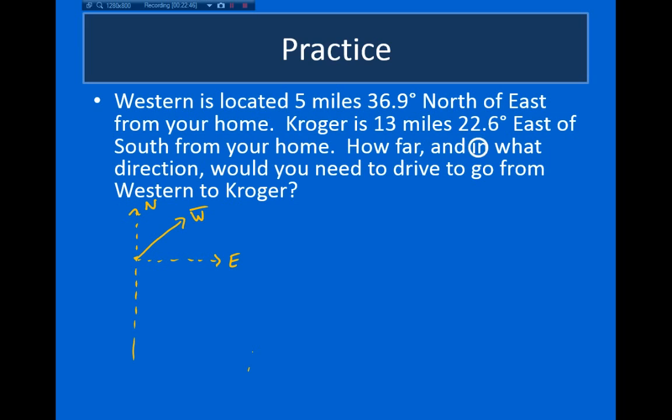Okay? Now the other vector, this is the one to go from your home to Kroger's. This is 13 miles in a direction that's 22.6 degrees east of south. So east of south, this is south, that means we're measuring the angle like this. So this is going to be 22.6 degrees east of south. So probably something that looks like this. And I'll call that K. So this angle right here is that 22.6 degrees. And the other one is 36.9 degrees.